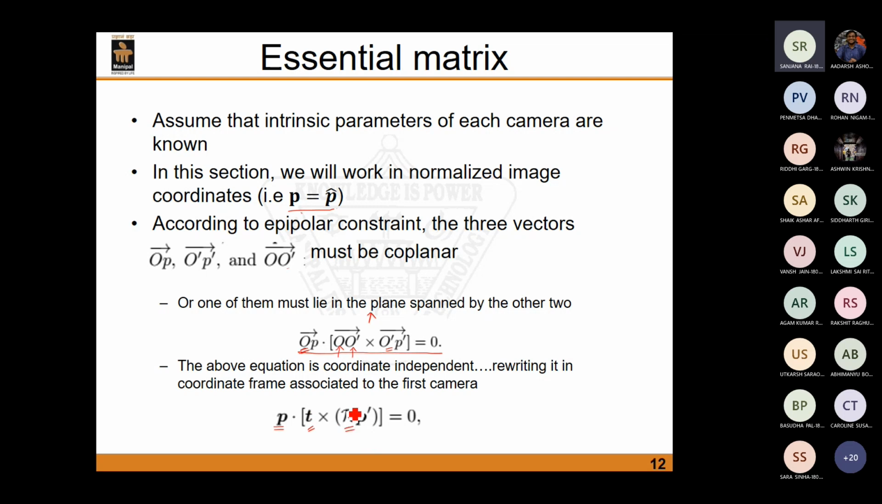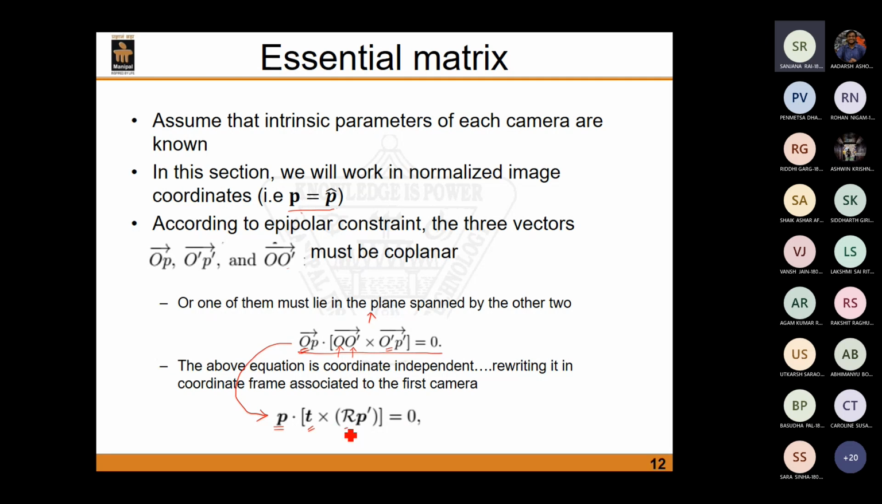The rotation as well as translation would be a Euclidean transformation, but the translation part has already been taken care of when we incorporate it in O dash. So the rotation part can be taken care of over here, and we can write it as R. Therefore, I can reformulate this equation as P dot T cross R P dash is equal to 0, where T is my translation and R is the rotation matrix.